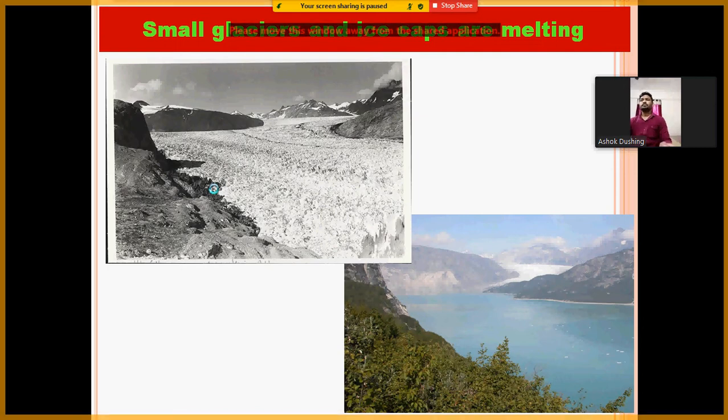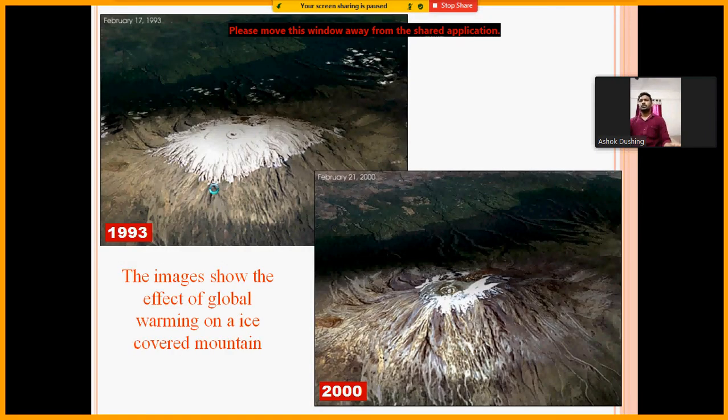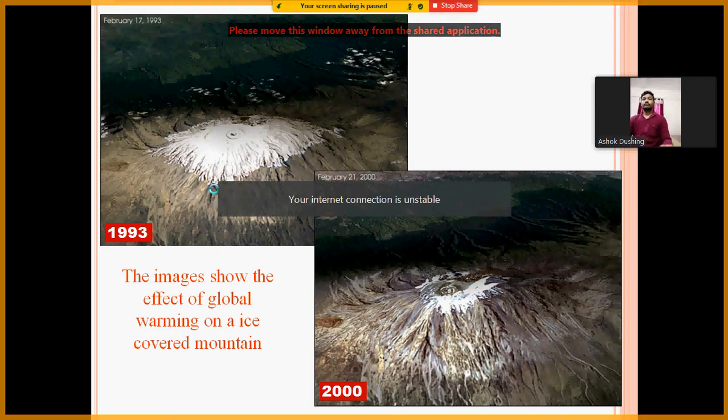Small glaciers and ice caps are melting. The image shows the difference. Then in 1993, the image shows the effect of global warming on ice-covered mountain.